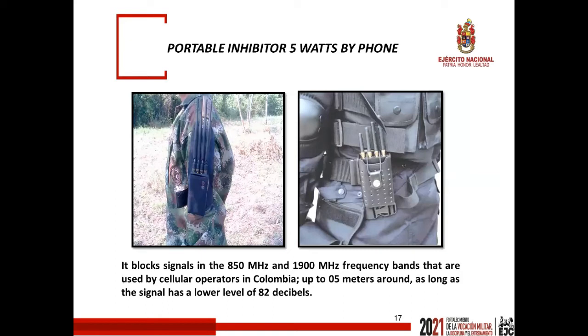And in this part, we have the portable inhibitor of 5 watts. This element protects the operator in a bubble of 5 meters around, as long as the signal has a lower level of 82 decibels.